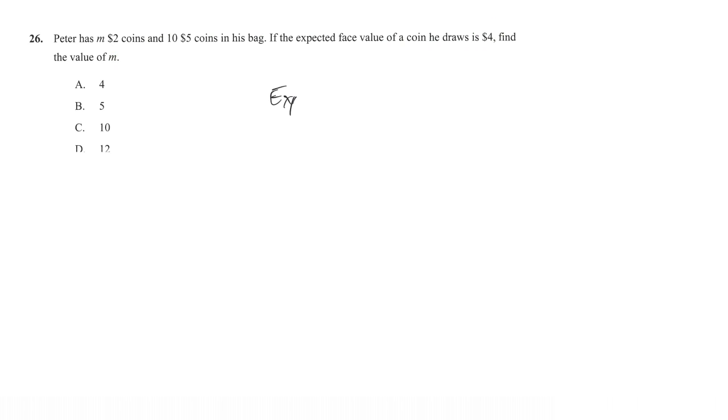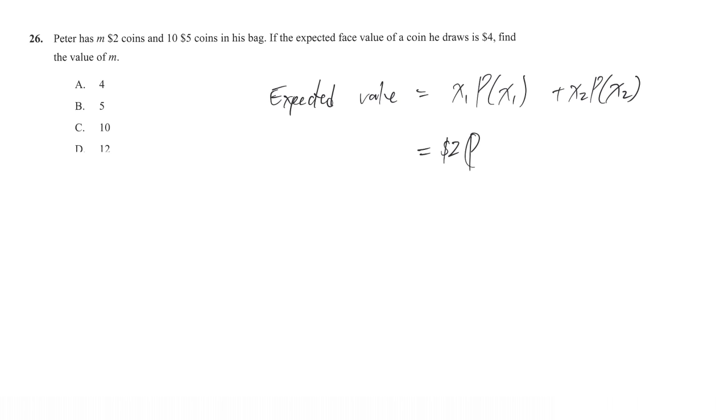First, expected value. That means outcome 1 and the probability of that outcome, plus outcome 2 and the probability of that outcome, or even more outcomes, then we keep adding. So, when you draw a coin, we have two cases, right? The first case is I draw $2. And the corresponding probability that I draw $2 is M divided by M plus 10. We have M plus 10 coins in the bag, right? So for a similar reason, what is the second outcome? $5. What is the corresponding probability?